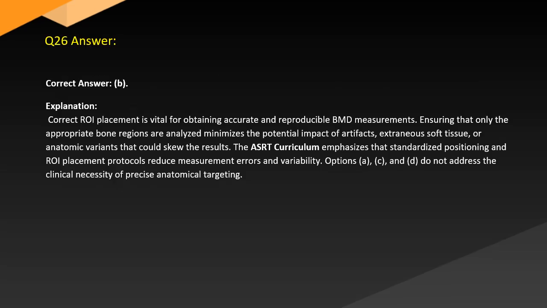Answer. Correct answer, B. Explanation. Correct ROI placement is vital for obtaining accurate and reproducible BMD measurements. Ensuring that only the appropriate bone regions are analyzed minimizes the potential impact of artifacts, extraneous soft tissue, or anatomic variants that could skew the results. The ASRT curriculum emphasizes that standardized positioning and ROI placement protocols reduce measurement errors and variability. Options A, C, and D do not address the clinical necessity of precise anatomical targeting.